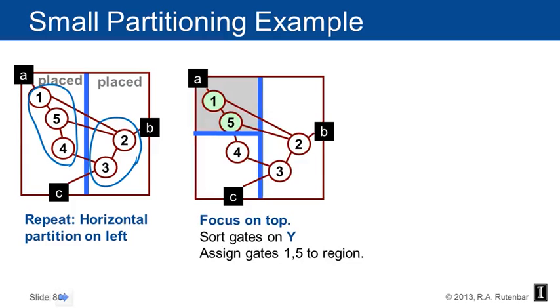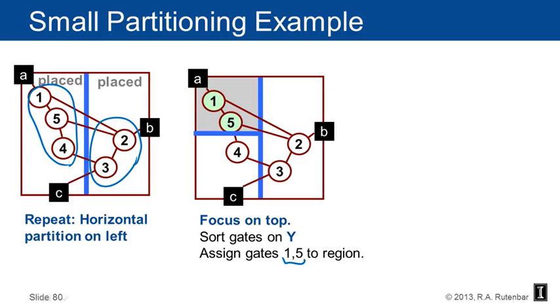On the left, I am going to say sort the gates on Y. And if I sort the gates on Y, I get gates 1, 5, 4 in order from the top to the bottom, and I'm going to decide that gates 1 and 5 go on the top and gate 4 goes on the bottom. And so I'm going to formulate a new containment problem. I've just solved the assignment problem. I know what gates are going to go there. 1 and 5 are going to go on the top.